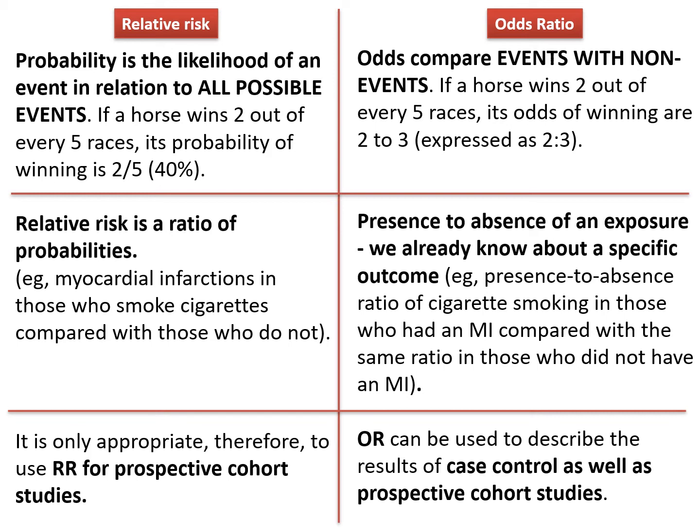We already know about a specific outcome, the presence to absence ratio of cigarette smoking in those who had an MI compared with the same ratio in those who did not have an MI. It is only appropriate, therefore, to use relative risk for a prospective cohort study. Odds ratio can be used to describe the results of case control as well as prospective cohort studies.